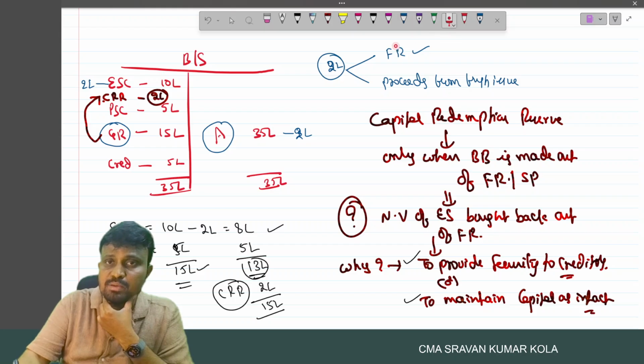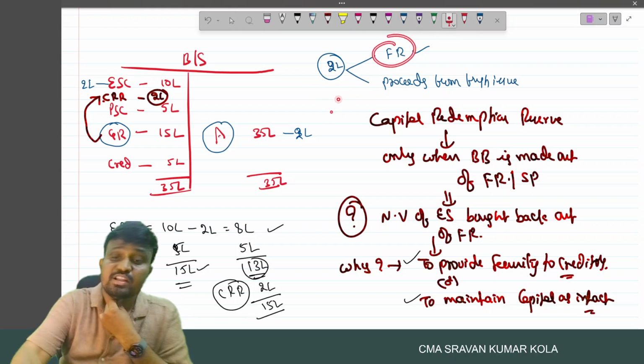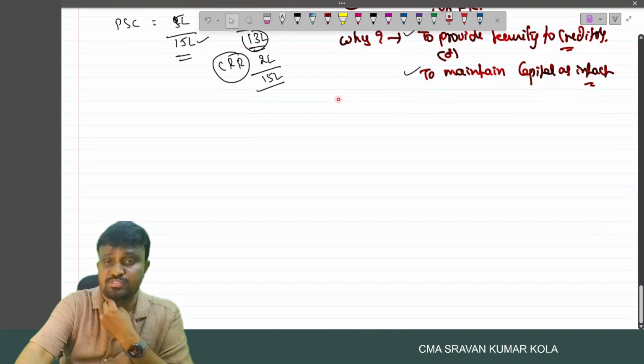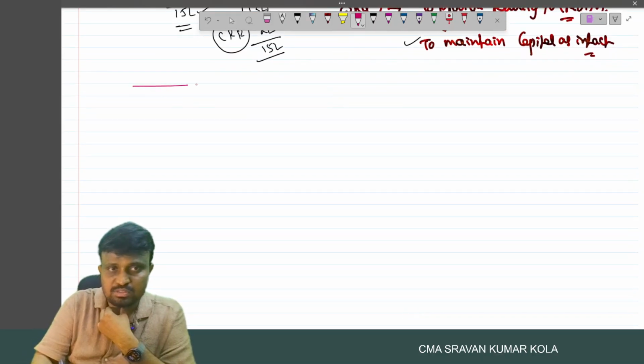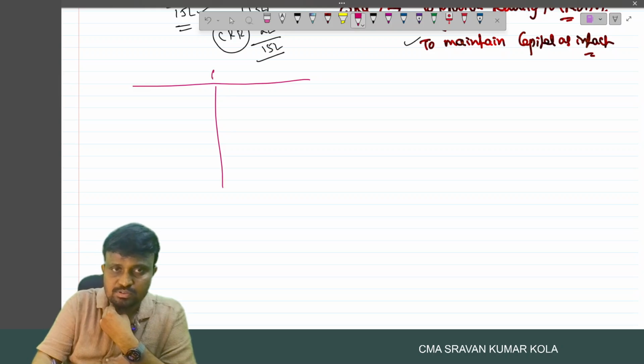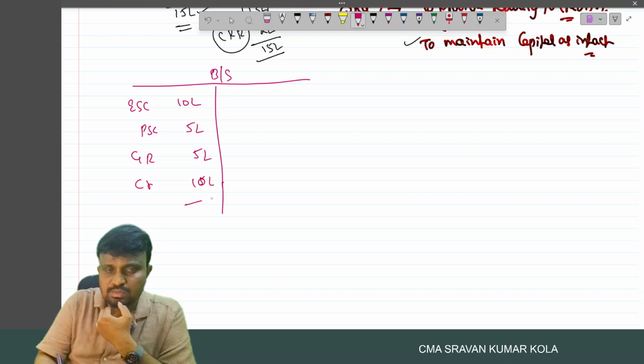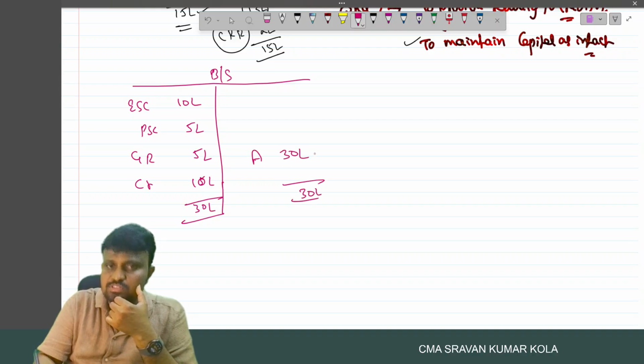Okay. So we discussed only one point, that the buyback is made out of free reserve. For example, if the buyback is made out of the proceeds from the fresh issue of shares, what happened? For example, consider the same scenario, balance sheet: equity share capital 10 lakh, preference share capital 5 lakh, general reserve 5 lakh, and creditors, for example, 10 lakhs, and total 30 lakh, and assets equal to 30 lakh.